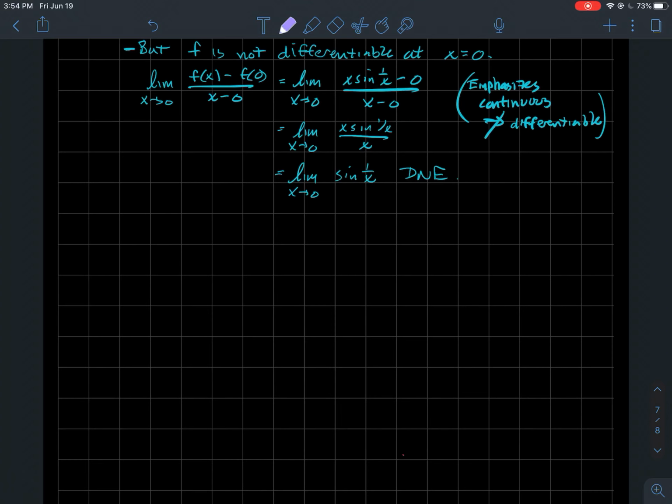So what we just showed is that the limit here of this difference quotient, which ought to be what the derivative is, does not exist. So that shows our function, again, is not differentiable at x equals 0.